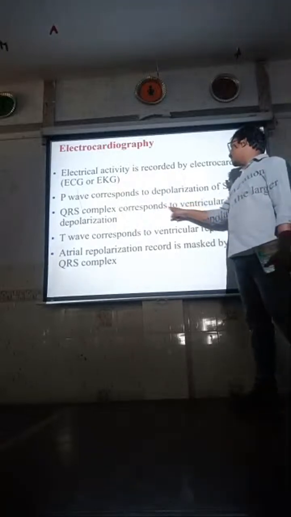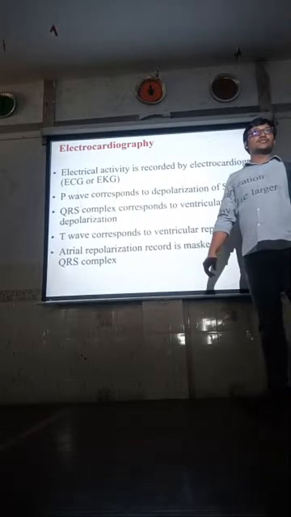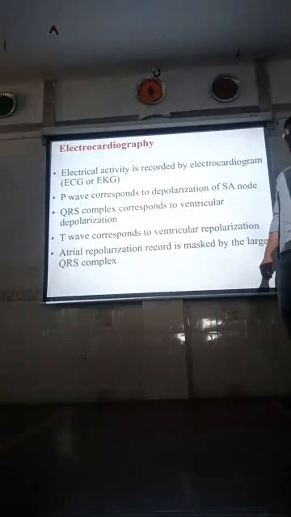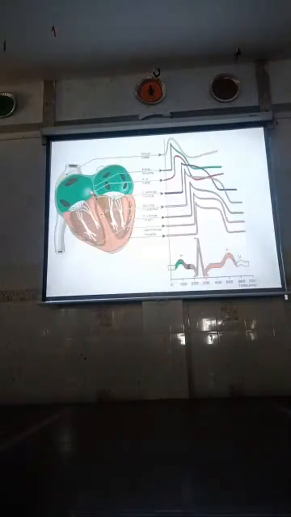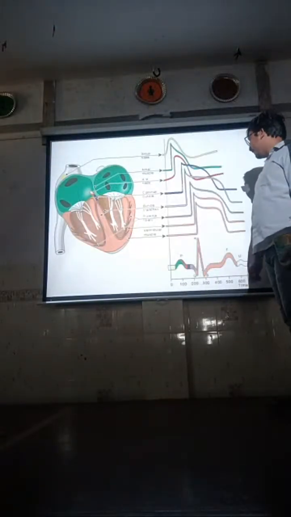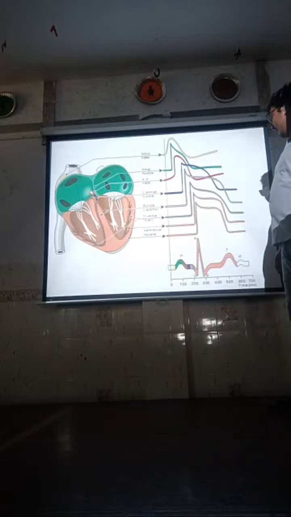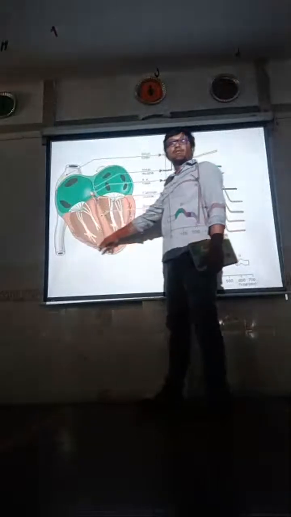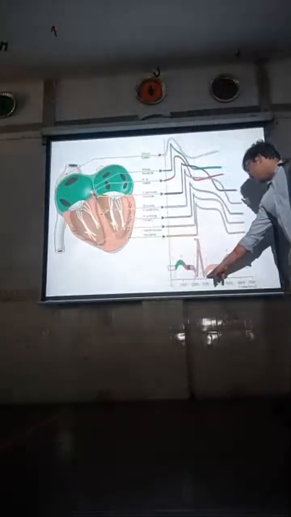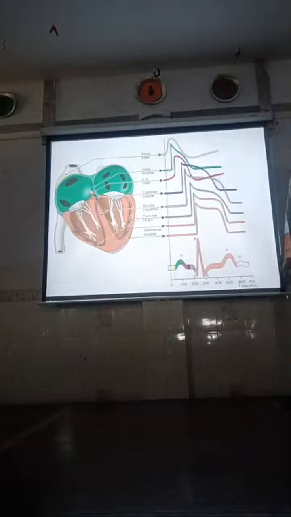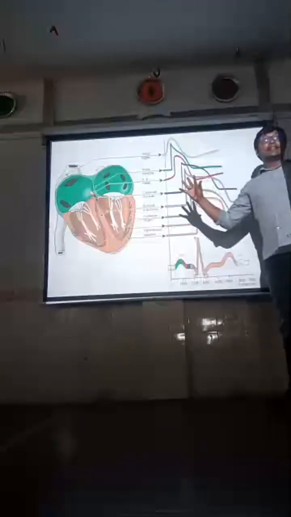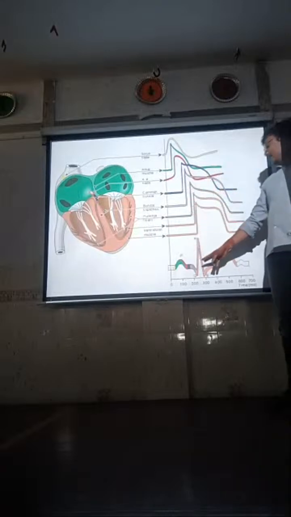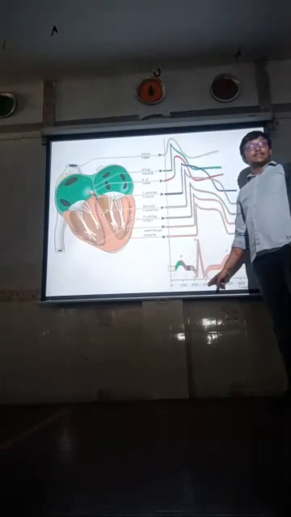Now, QRS corresponds to the ventricular depolarization. So when you see here Q, check the ventricles color. Here check the QRS complex color. Okay, when the ventricles are exciting, when the impulse is passing through ventricles, this is the QRS complex.